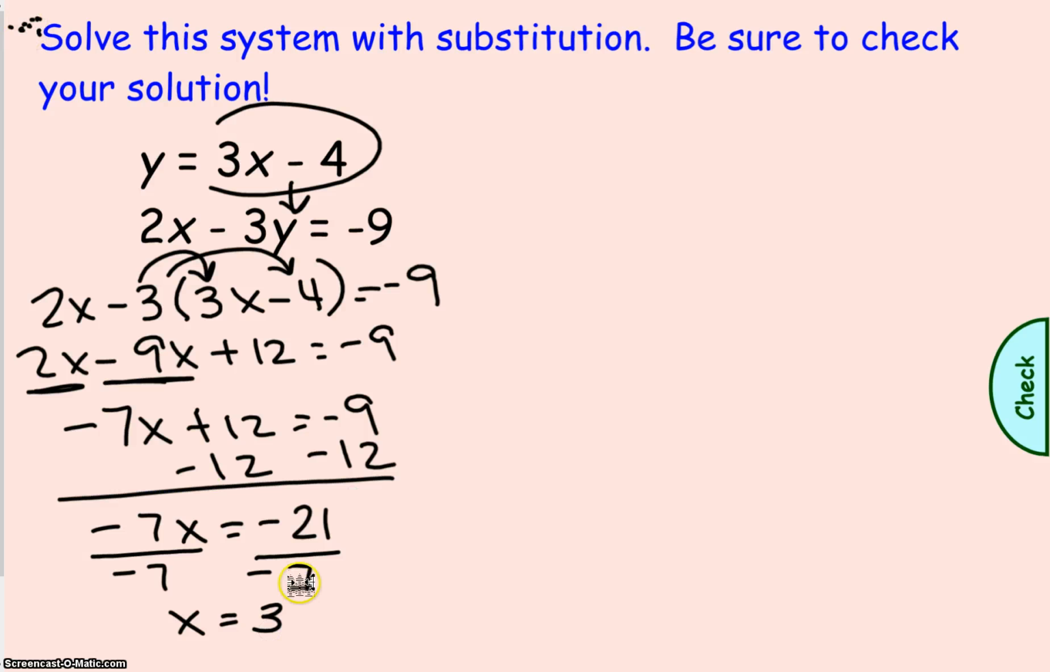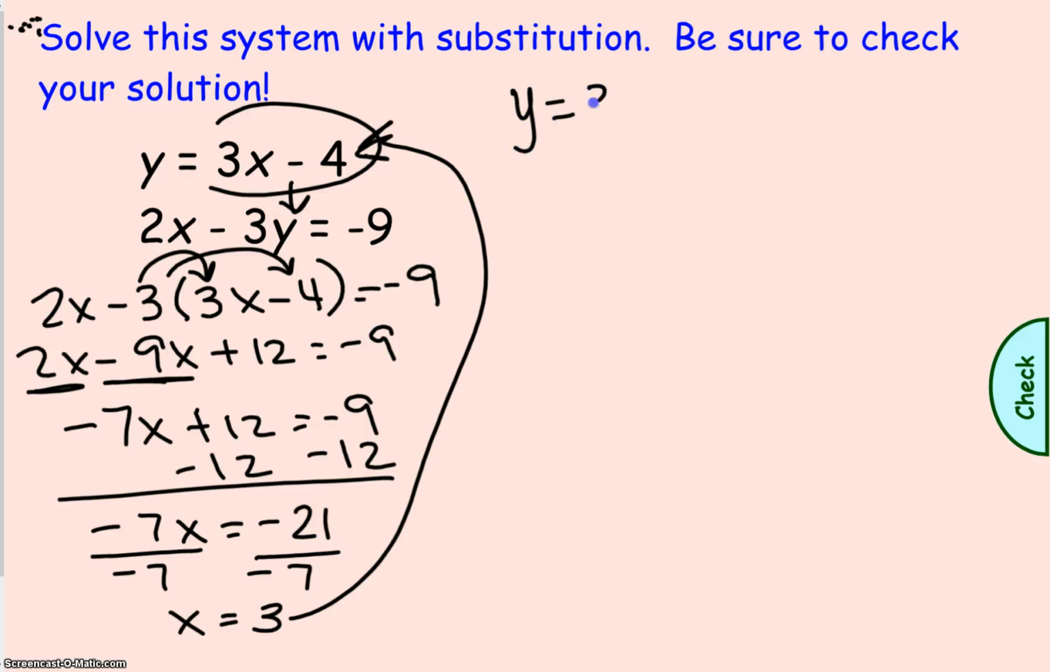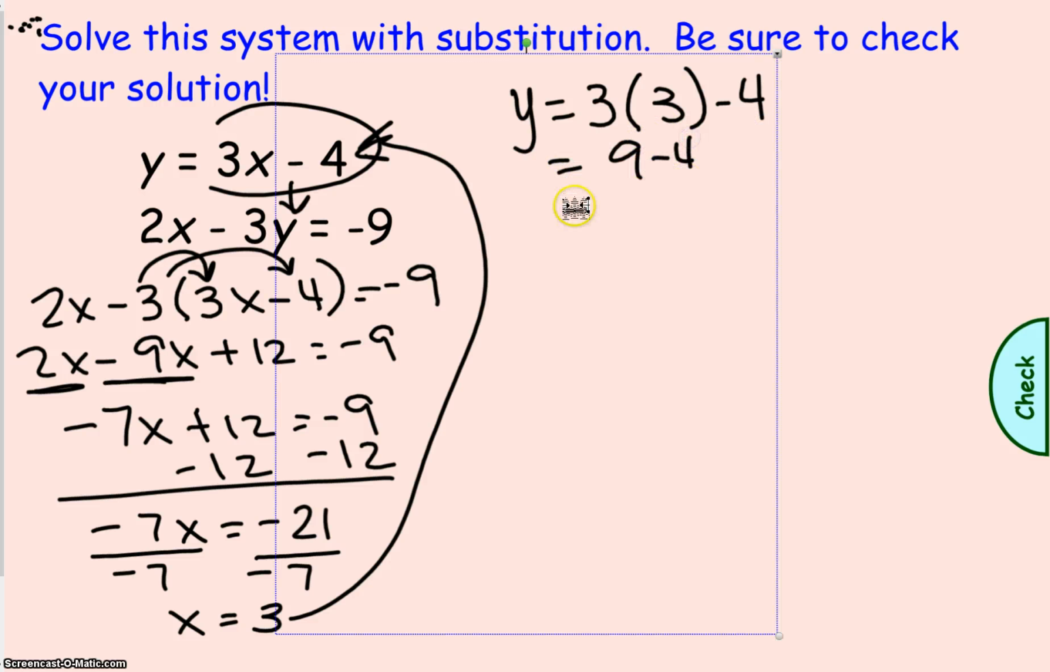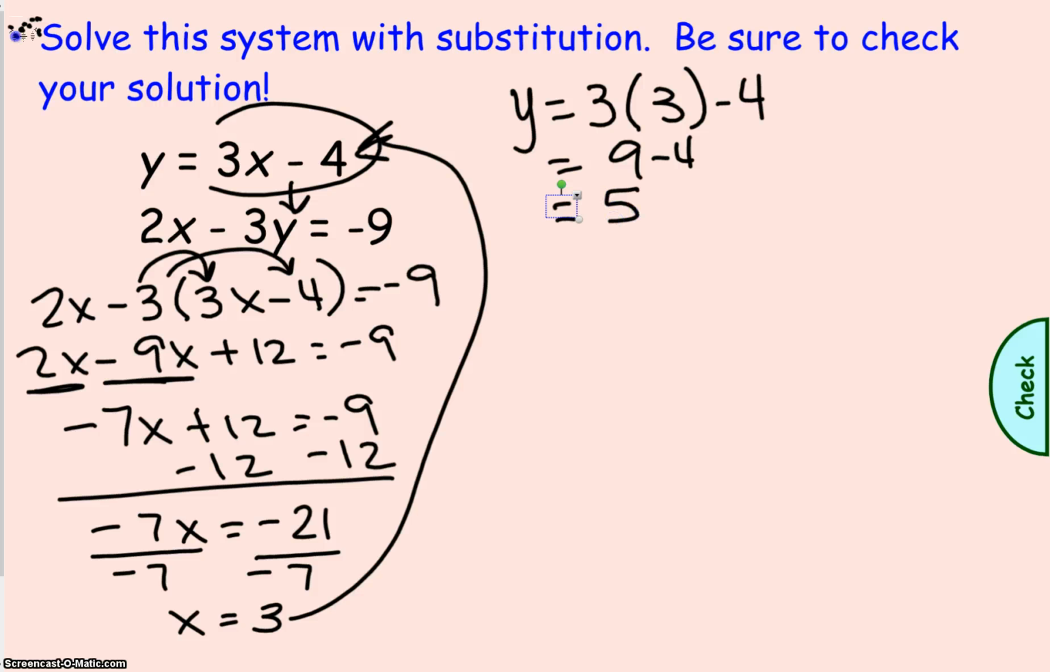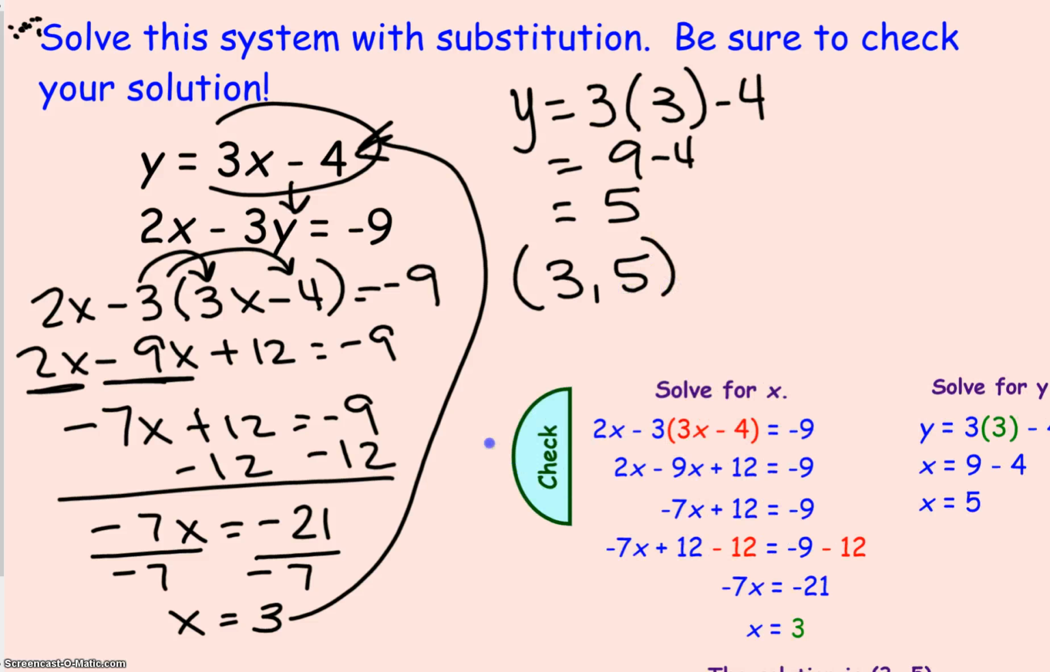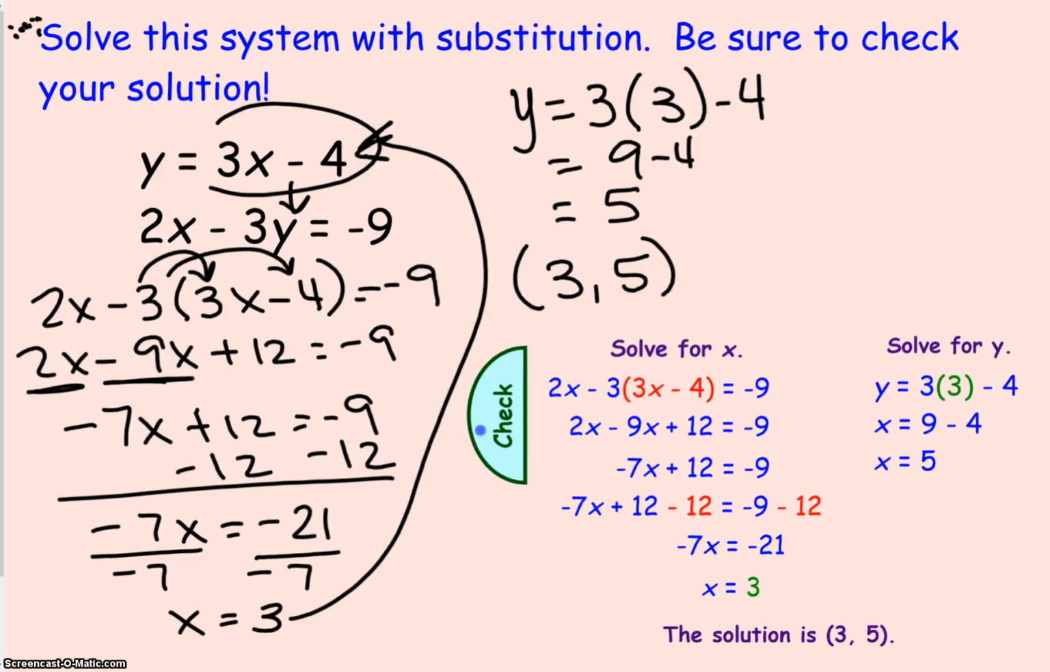Now that I know what x is, I can come up here and plug it in for my y equation. So y equals 3 times 3 minus 4. Well, 3 times 3 is 9 minus 4. So my y equals 5. So my solution is (3, 5). And we can pull this tab out and make sure that we are correct, and we are.